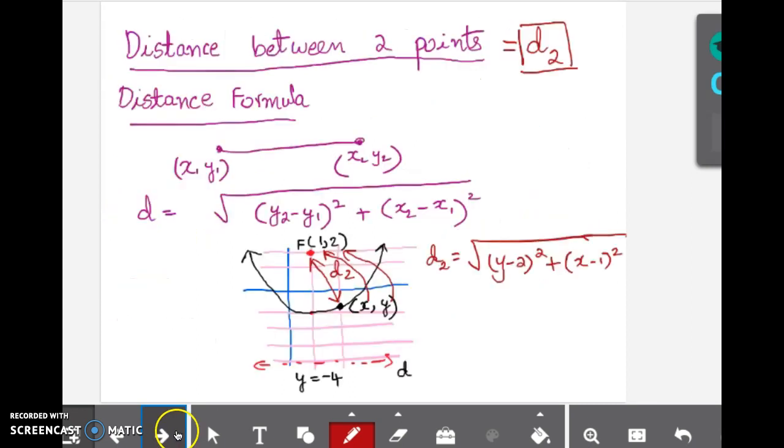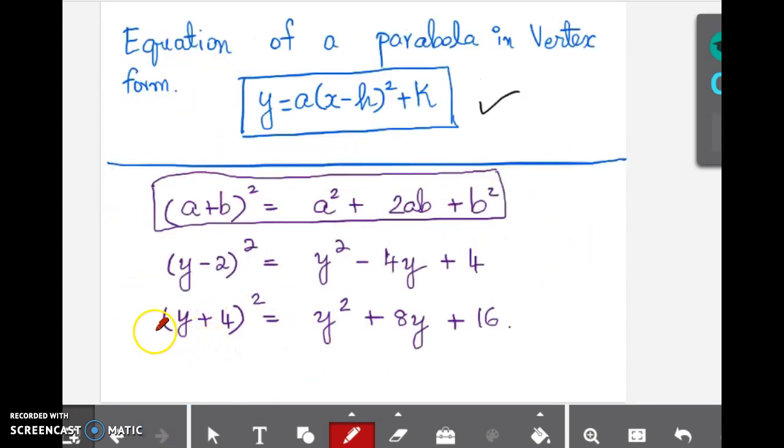How can I do y plus 4 the whole square? Okay, y plus 4, when I square it, I square the first term, that's my y square, and then the middle term is 2 times 4 times y, which is 8y, and the last term is when you square the 4, which is 16. So this is the identity that I use. You can pause the video and write down notes if you need to know more about how this is done.